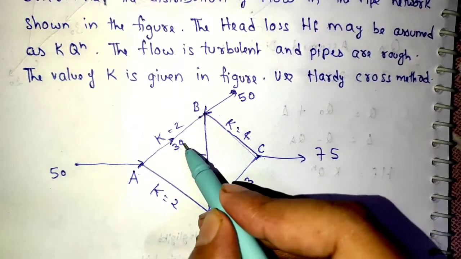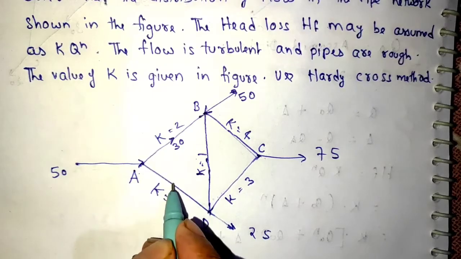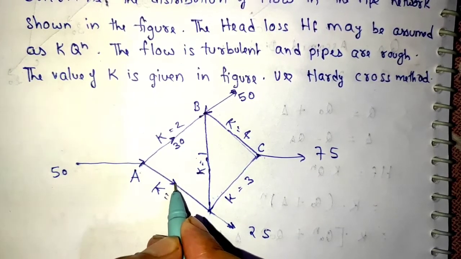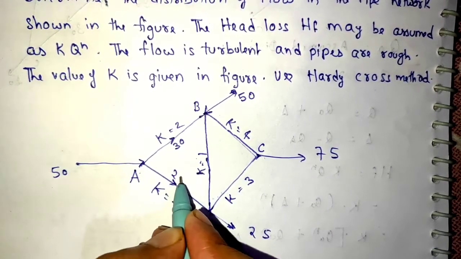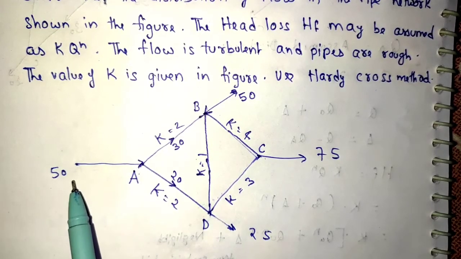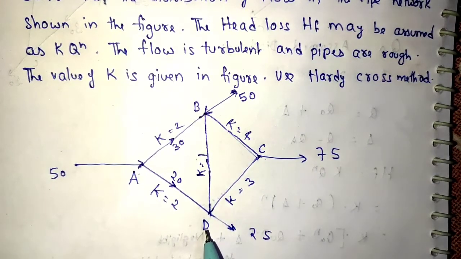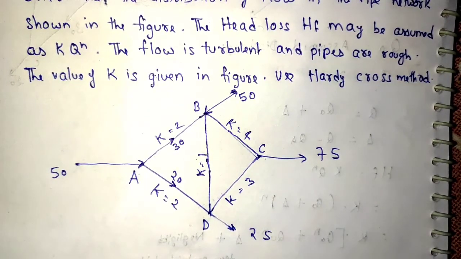So if the flow in AB is 30, this AD flow must be in this direction, right? And what should it be? It should be 20, right? So what is happening here is out of this 50, 30 is going inside AB and 20 is coming inside the AD, right? We have marked the direction also, right? So now you understand this.